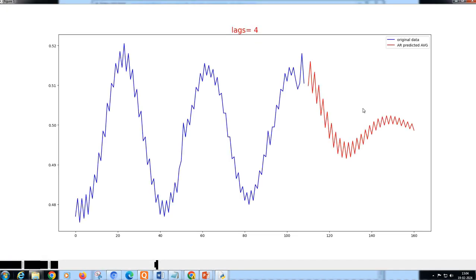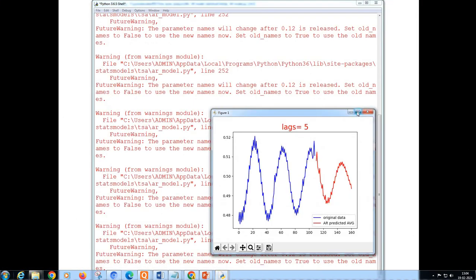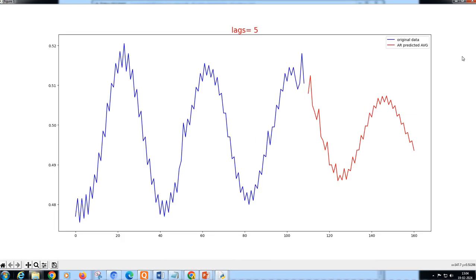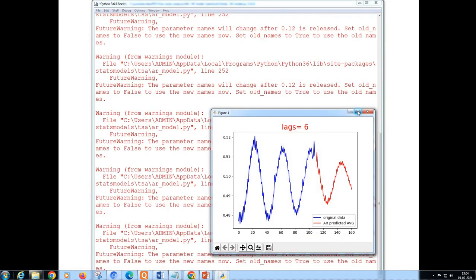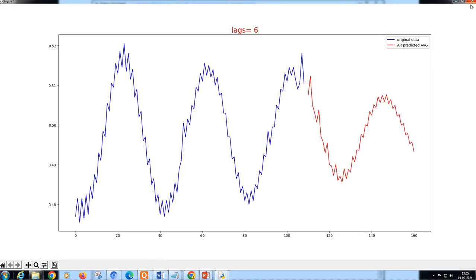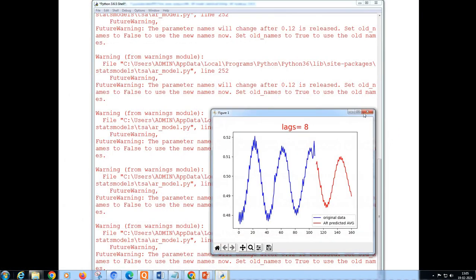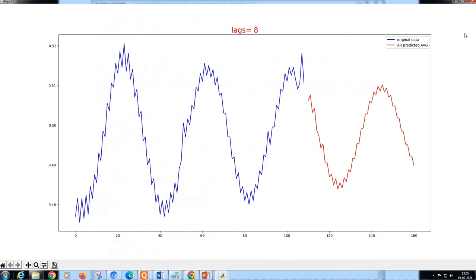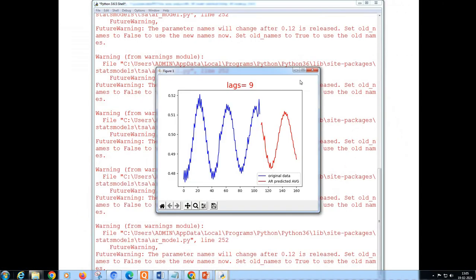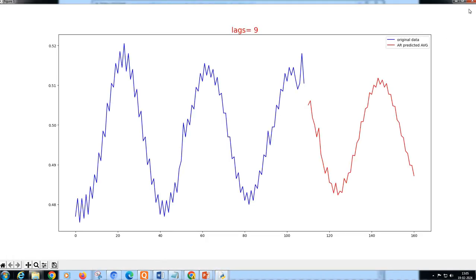Then lag equal to 4, even better. Then lag equal to 5, even better. It is almost looking like the same trend. It is able to forecast the trend, predict the trend. Then 6, even better. Then 7 is even better. And 8, even better. And 9 is even better.